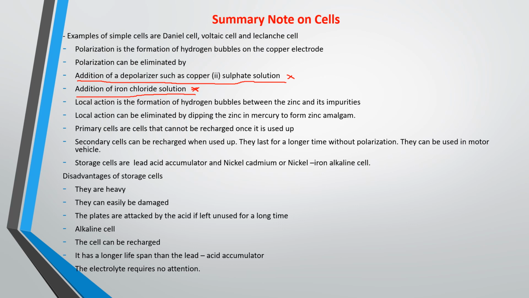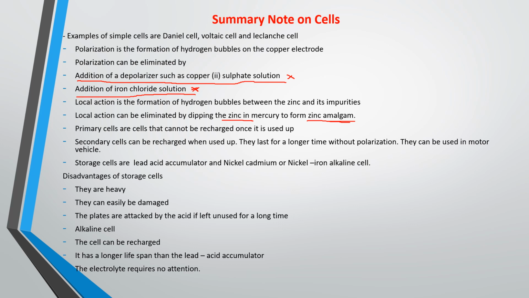Then there's what is called local action. Local action is the formation of hydrogen bubbles between the zinc and its impurities, that is, between the impurities of the negative plate, which is the zinc. It can be eliminated by dipping the zinc in mercury to form zinc amalgam, and that process is called amalgamation of the zinc.